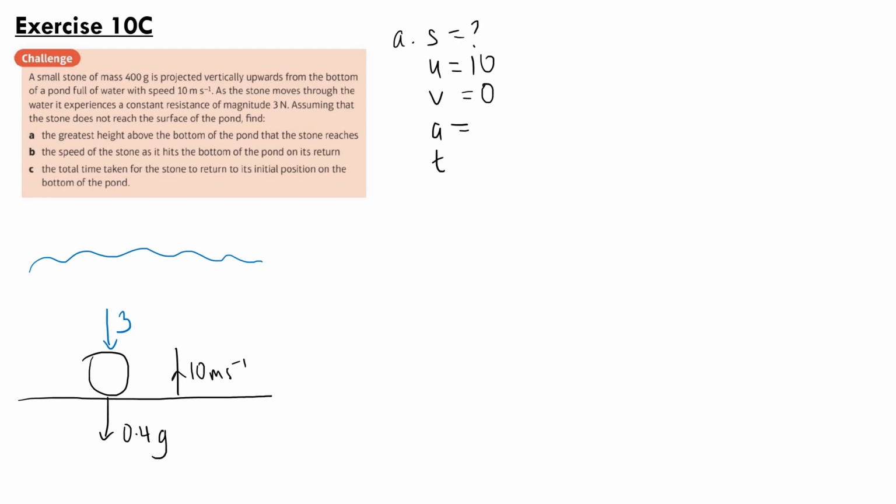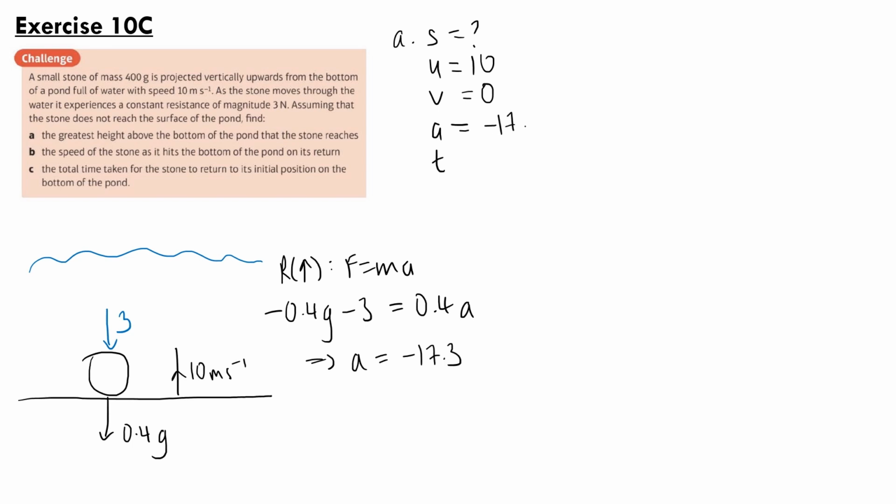So first we can find a. So resolving upwards here using F equals ma, we get minus 0.4g minus 3 is equal to the mass of the stone, 0.4, times acceleration. And so we get the acceleration is equal to minus 0.4 times 9.8 minus 3 over 0.4. And putting that into your calculator, you should get minus 17.3.